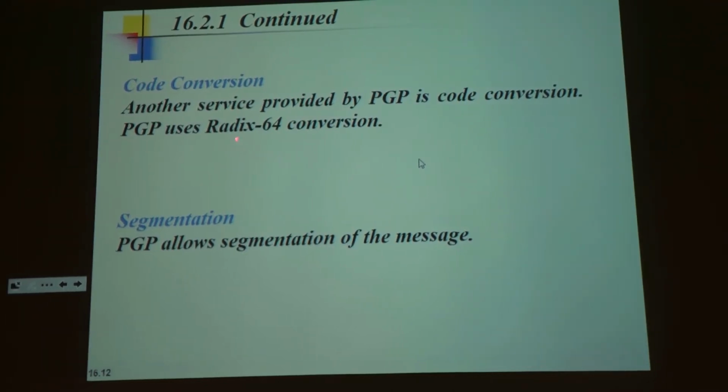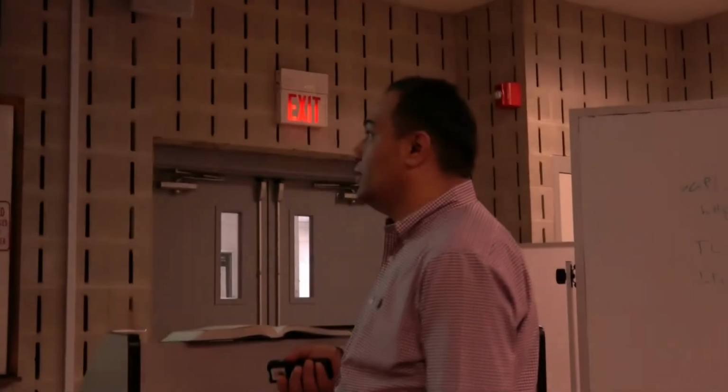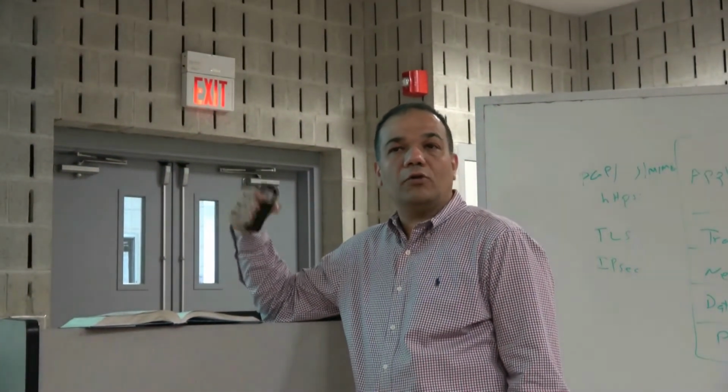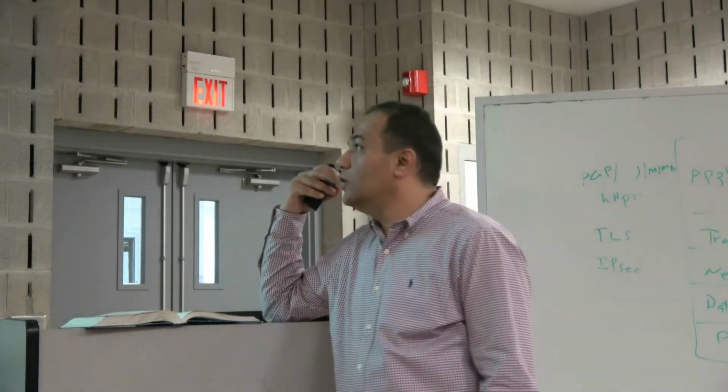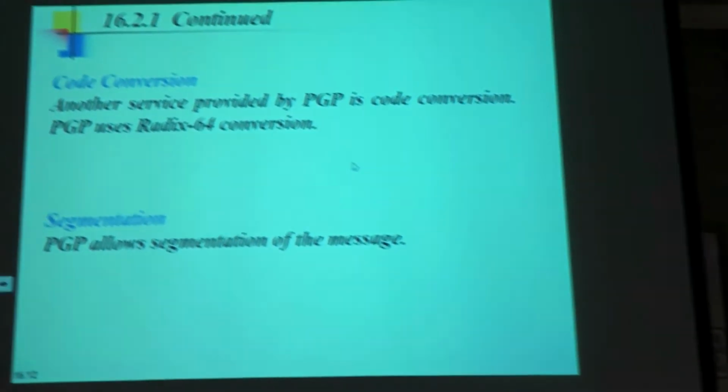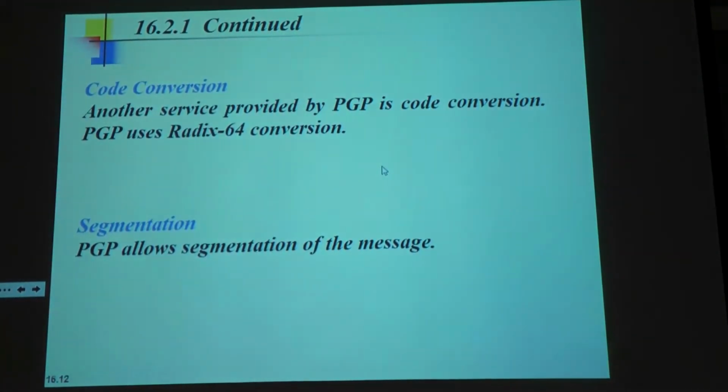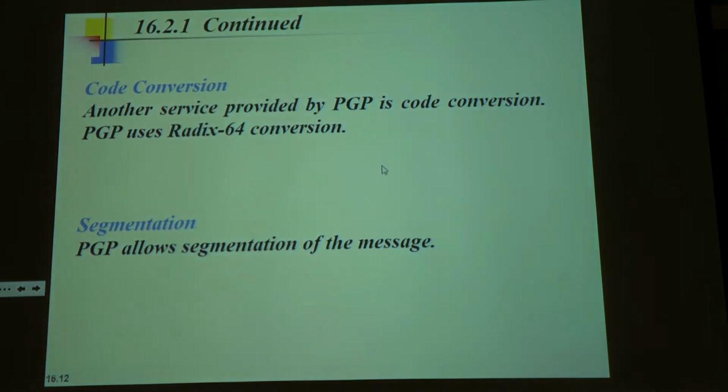So another service provided by PGP is code conversion. PGP uses Radix 64 conversion. It's one technique to convert. We'll take a look in a second, but we convert the data to Radix 64, like you could convert from ASCII to EBCDIC. It's a way to convert how the data is represented. We call it Radix 64.